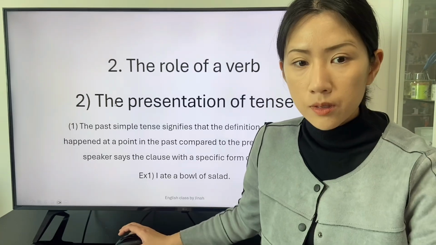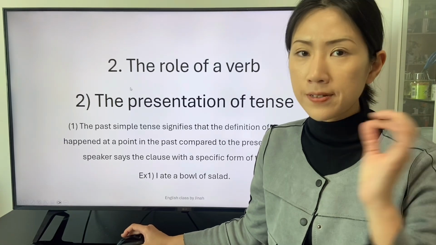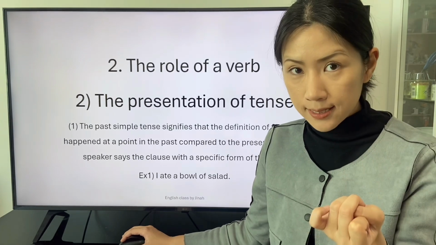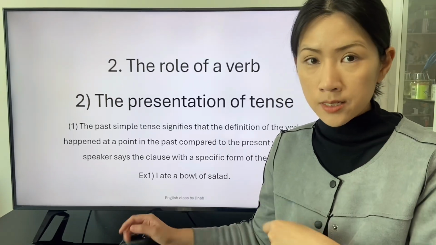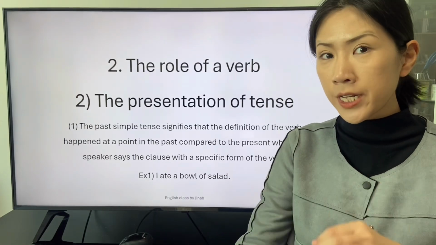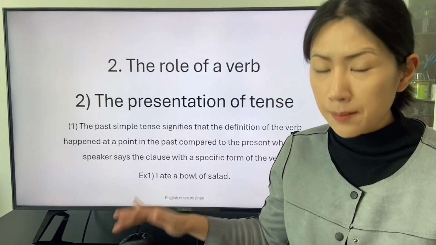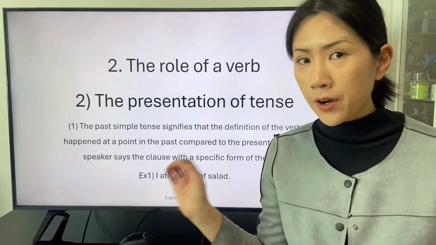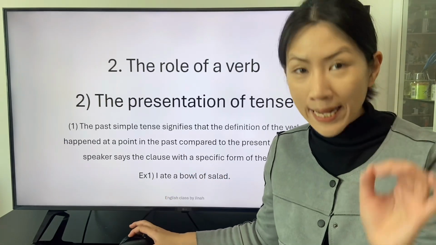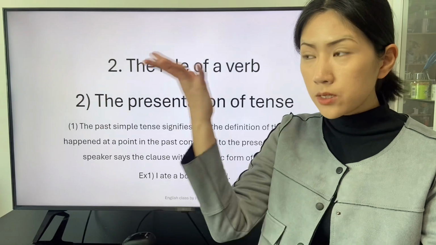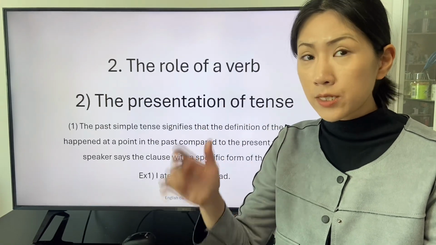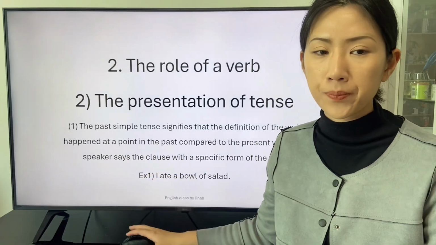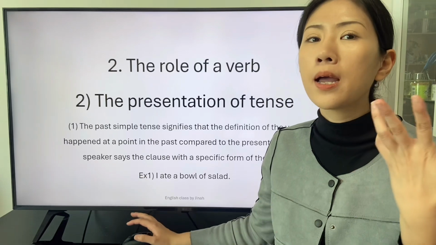For example, there is a clause: I ate a bowl of salad. There is a transitive verb, ate, whose form is converted to fit into the past simple tense, because the original form of the verb in the present tense is eat. We can notice that this clause describes the past action of the speaker with the form of the verb ate.